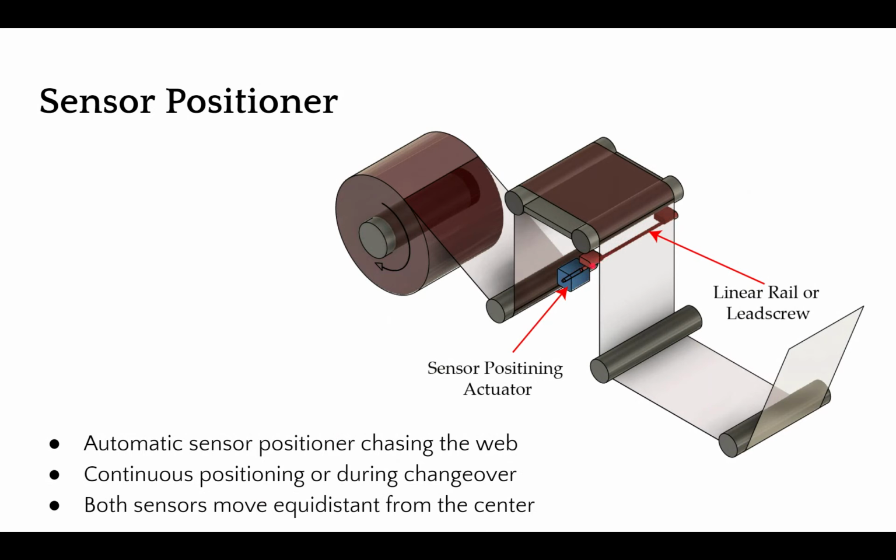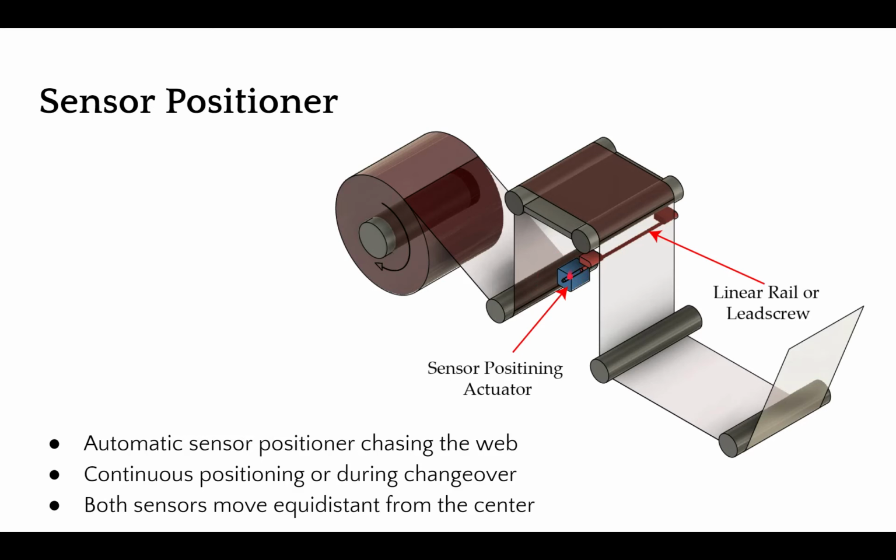When the web width needs to be changed, this actuator is driven so that it either retracts or goes towards the web, or goes away from the web, inside the web or outside the web, to move the sensor to the right location. Now, this control can actually be done continuously. It doesn't have to happen only when a machine is stopped or when a product changeover occurs.